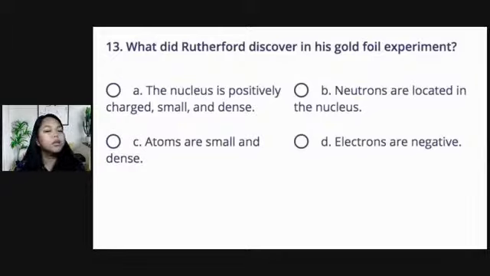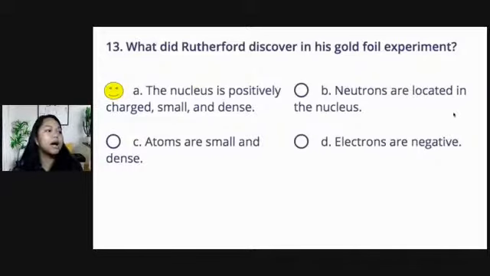Okay, which one do you think is the correct choice for number 13? Okay, so again, number 12, that was Millikan. Time check, 8 o'clock. Alas 8 na, nasa number 13 pa lang tayo. So, bilis-bilisan po natin. Number 13, okay, letter A is the correct choice.